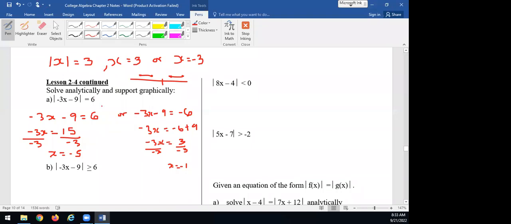Now let's use our TI-84. Let me show you how we can graph these to check our results. So get out your calculators and let's check them.